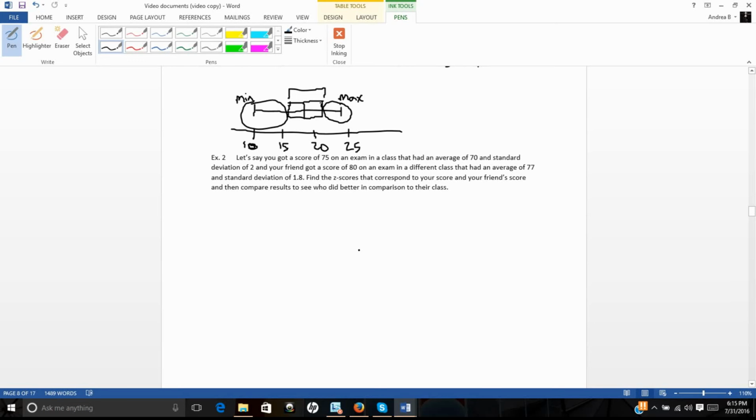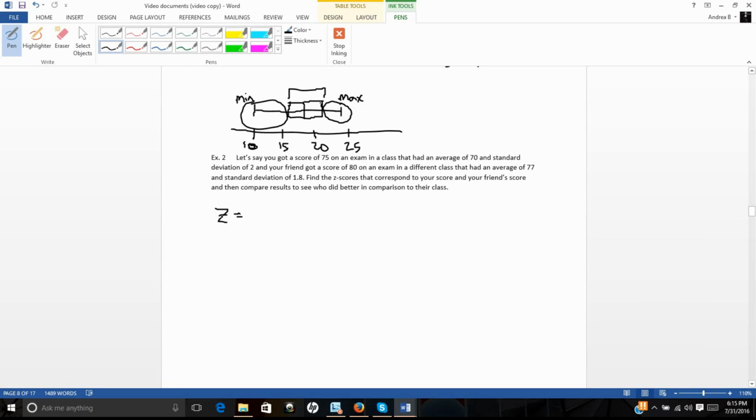Example 2 here, it's a little bit quicker. This one has to do with your z-scores. So here it says that you got a score of 75 on an exam in a class, and your class had an average of 70 on that test with a standard deviation of 2. Your friend got an 80 in a different class, and that class had an average of 77 with a standard deviation of 1.8. You want to find the z-score for each of your scores and see who did better in comparison to their class. So remember to find a z-score.